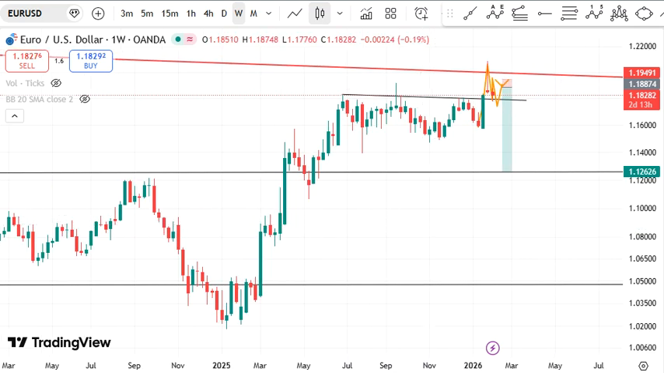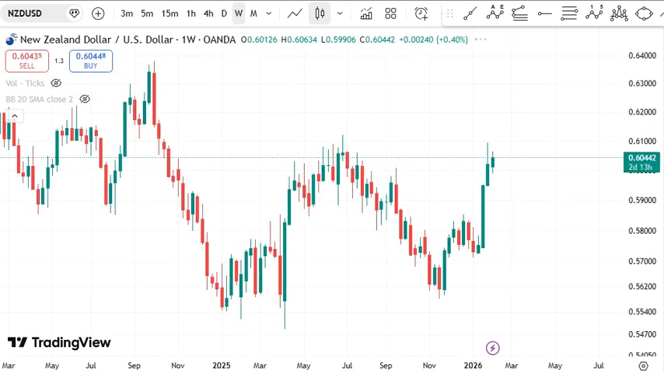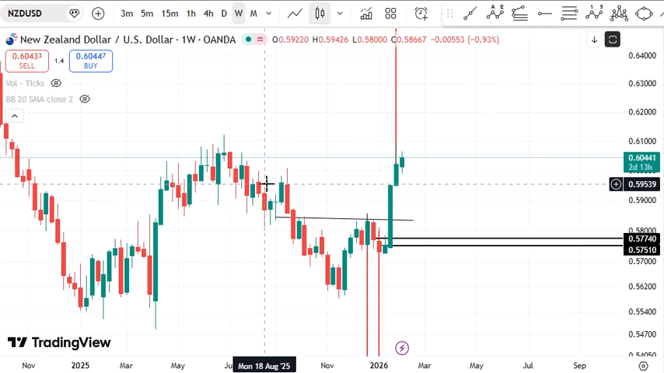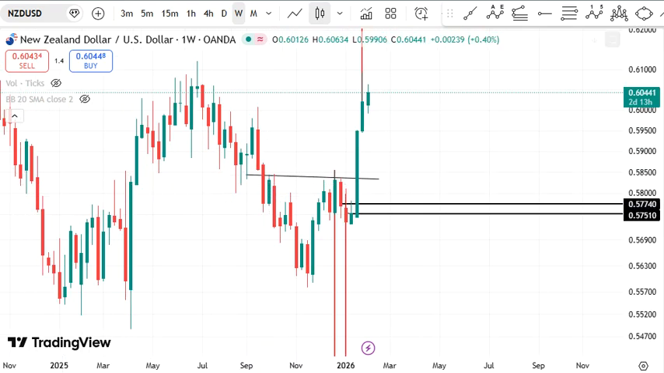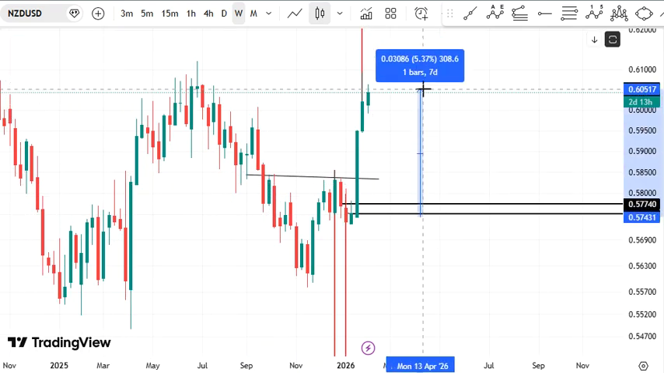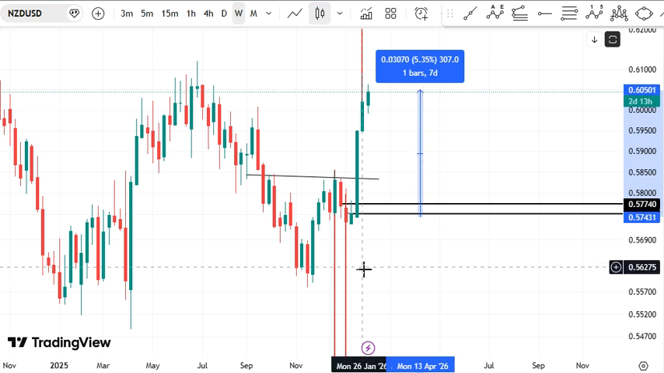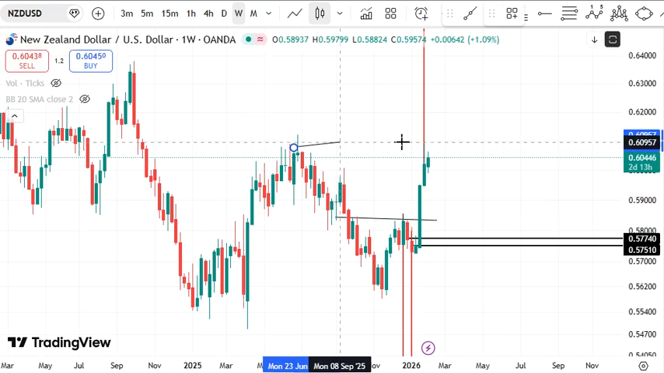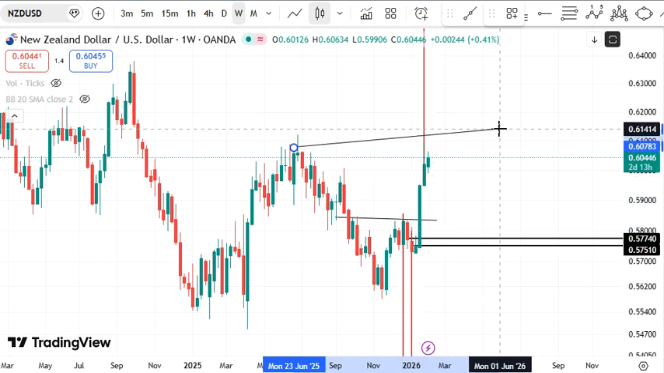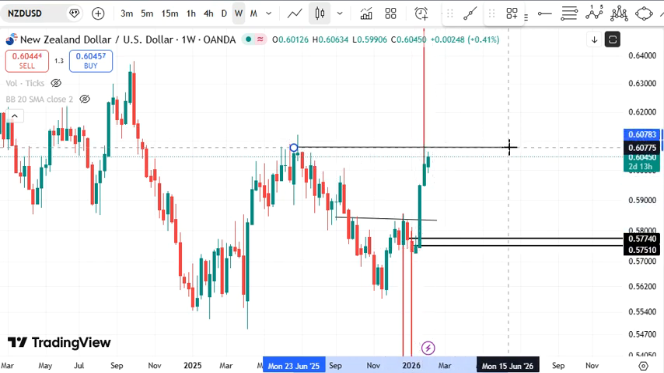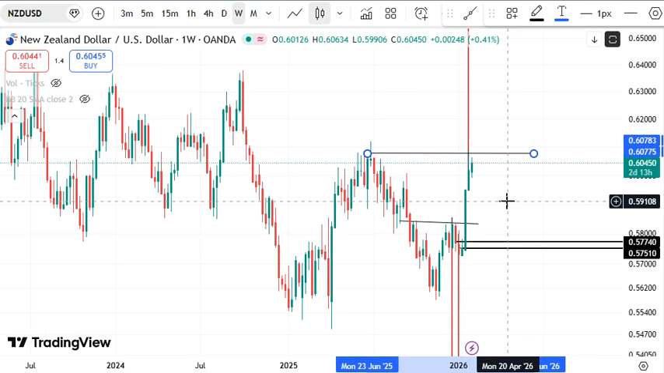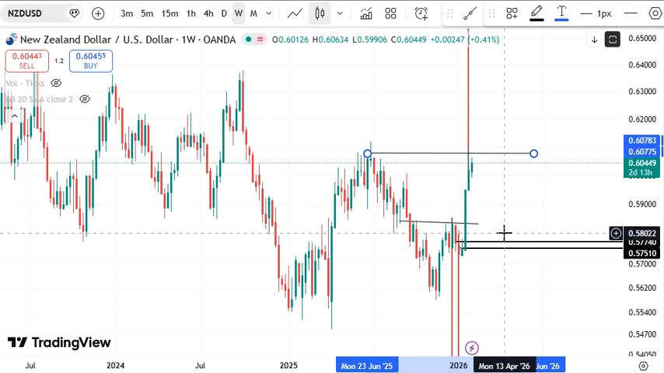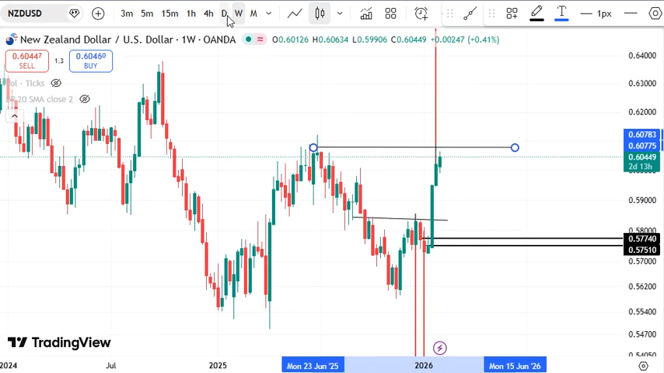And let's go into another chart, which is New Zealand dollar and USD. As you can see here, in just 3 weeks, New Zealand dollar has moved more than 5%. It is currently at the resistance, but as you can see, this move is very strong, and this will take a lot of energy and effort to move prices from up here down.